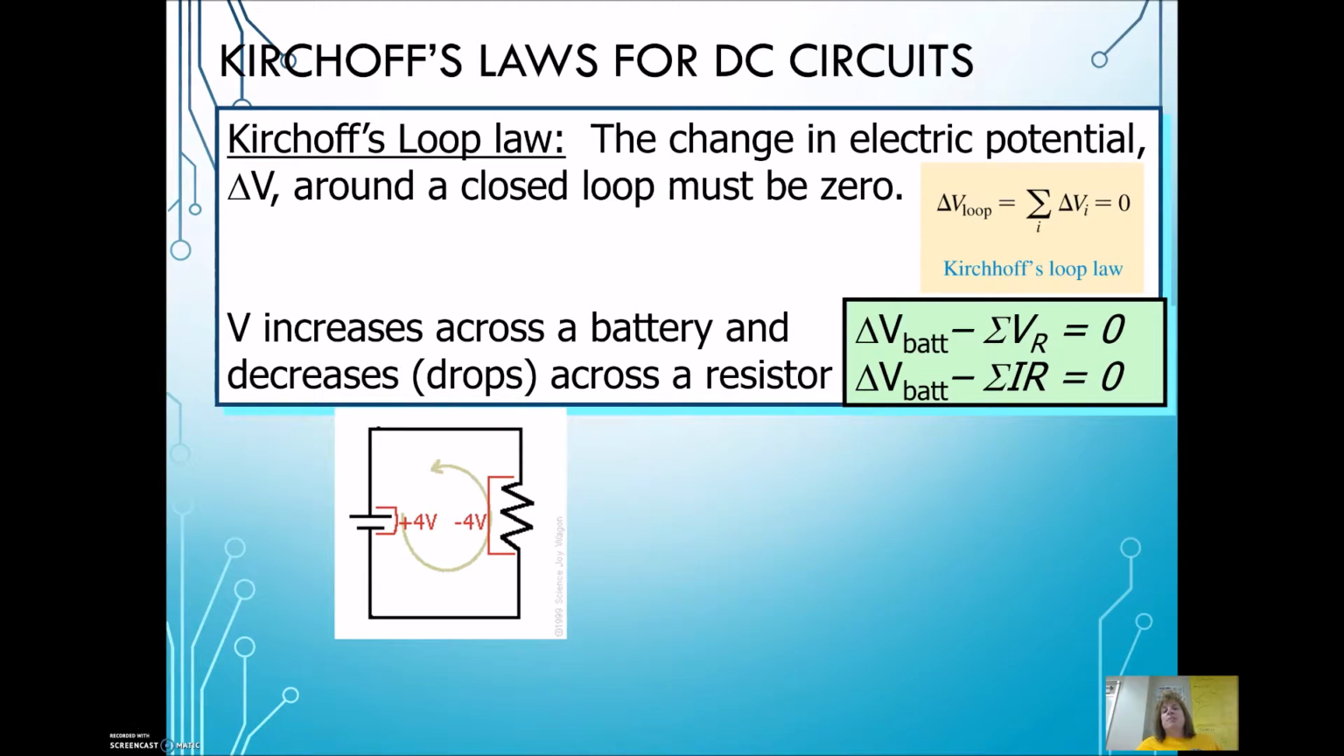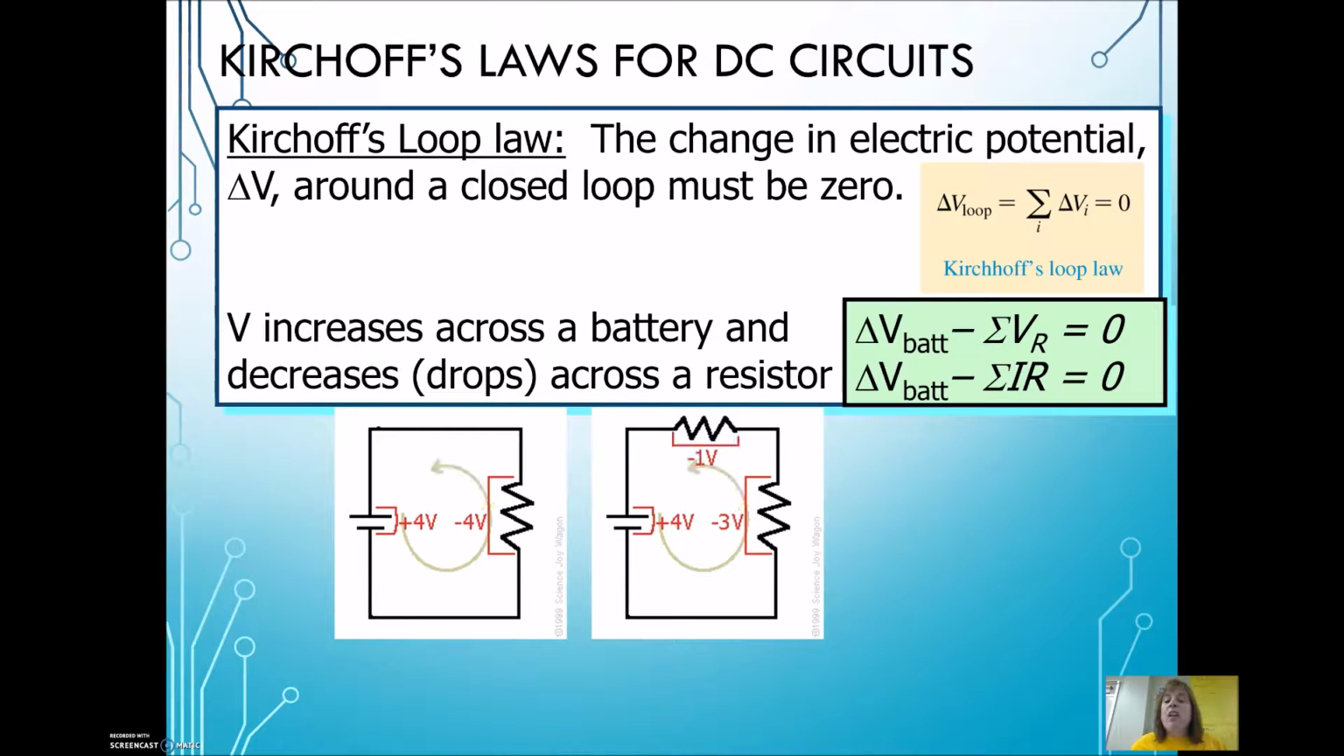So if we look at just a simple circuit with a battery and a resistor, if I gain, say, 4 volts at the battery, it's a 4-volt battery, then I have to lose 4 volts at the resistor. If we throw another resistor in there, then I'm going to split the voltage from the battery between the 2 resistors. Now, if they're equal resistors, those will be equal voltage. They'd be like 2 and 2.